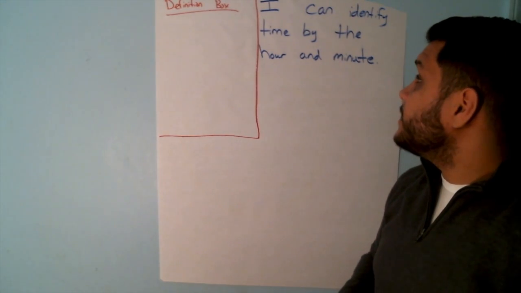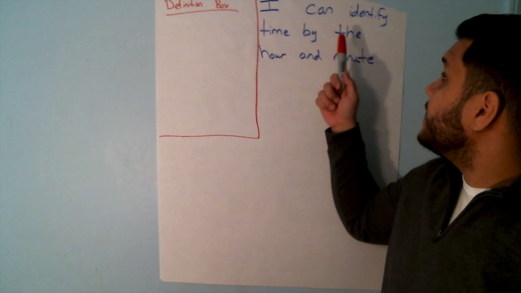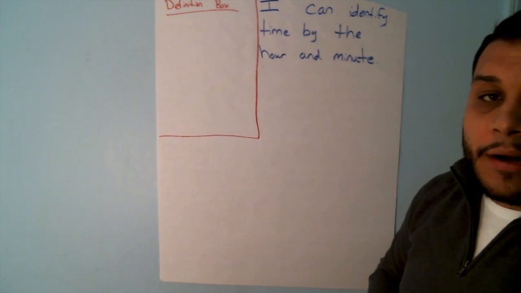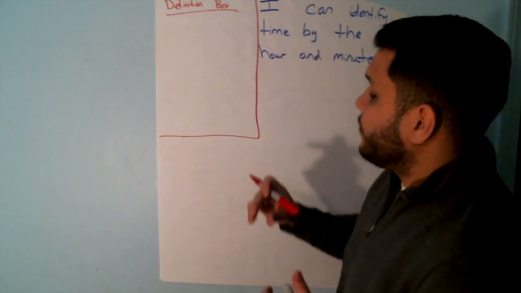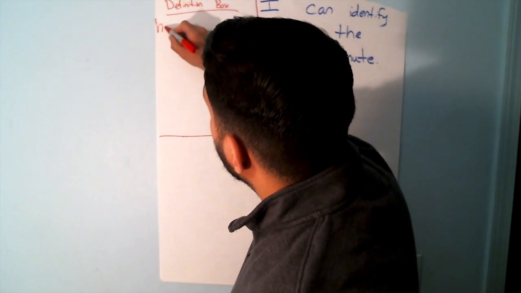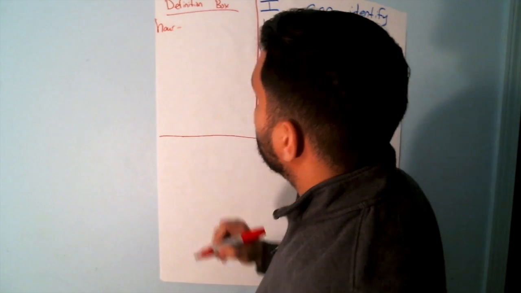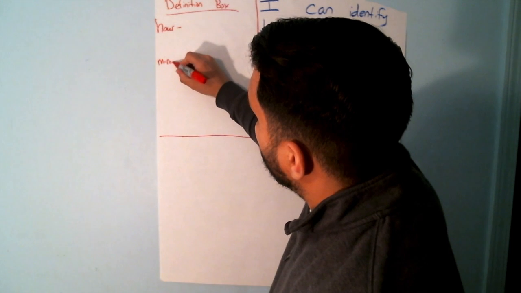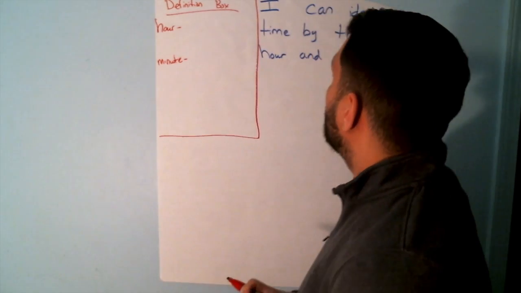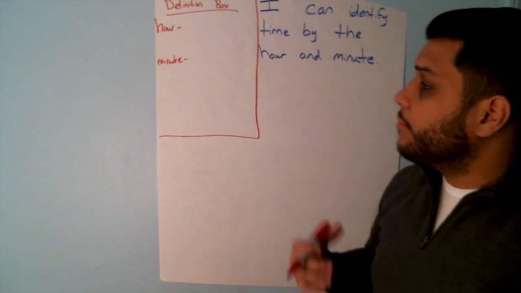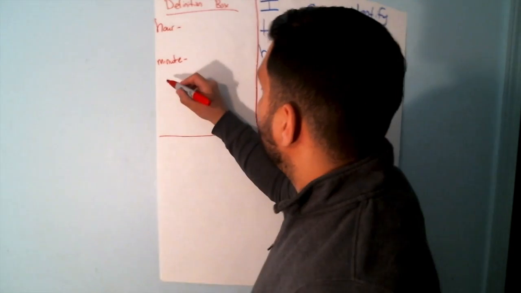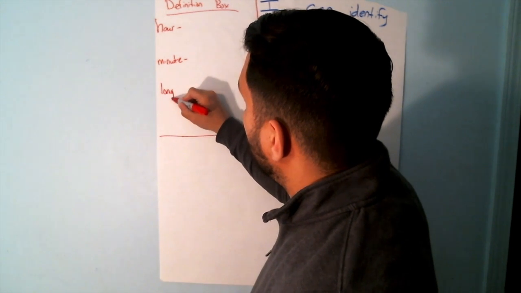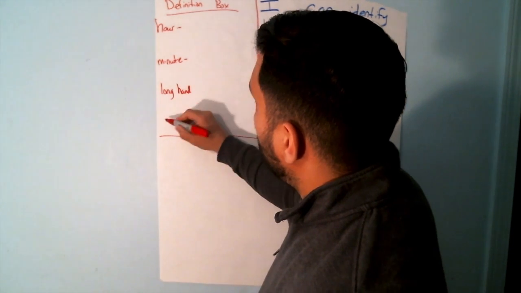As previously mentioned, we said that today we're focusing on identifying time by the hour and minute. In our definition box today, we are going to have the word hour, which we should be able to define, the word minute, and we're also going to bring back the hands. So we have the long hand and the short hand.